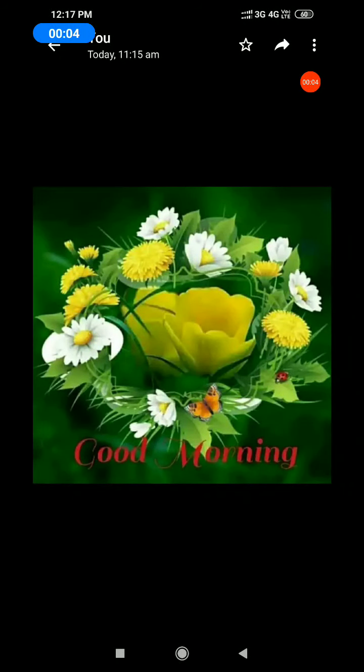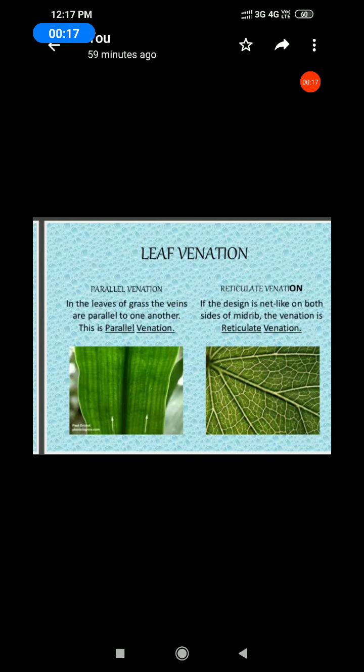Already we learned about chapter 7, Getting to Know Plants. Just recall the previous portions. Herbs, shrubs and trees. What are herbs? Plants with green and tender stems are called herbs. The example of herbs is tomato.